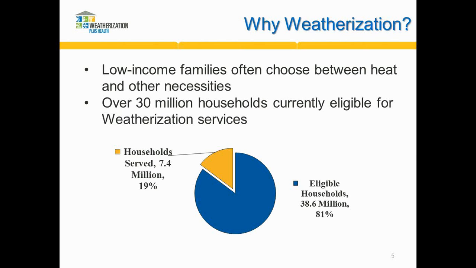Weatherization focuses on low-income families who often have dire situations of having to choose between paying heating bills and other necessities. Weatherization so far has, in its history, weatherized about 7.4 million homes, but there's still about 30 million more that are eligible for the program. And a very large number of those are very inefficient structures, placing both high energy costs and a high energy burden on those residents.